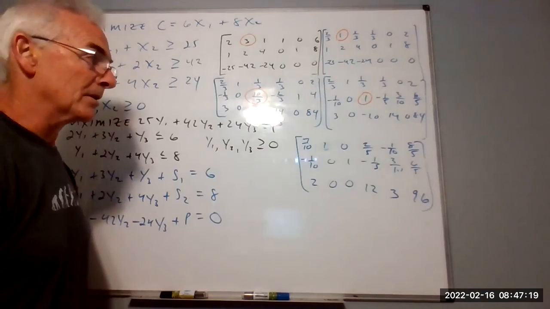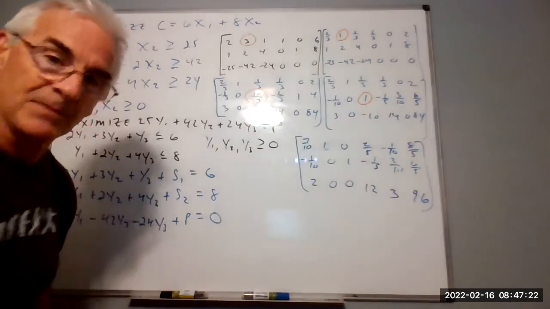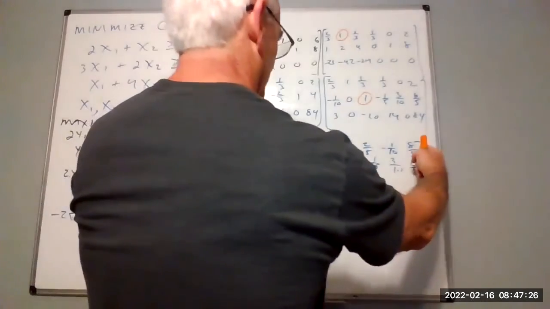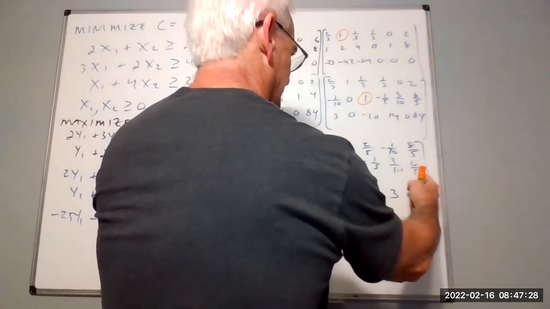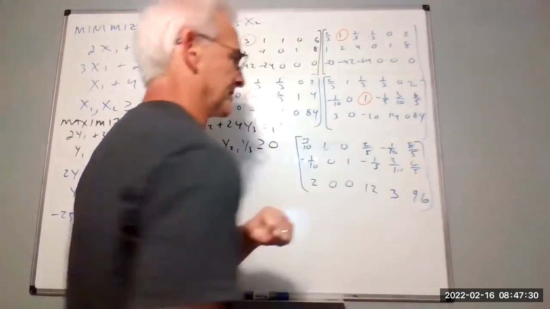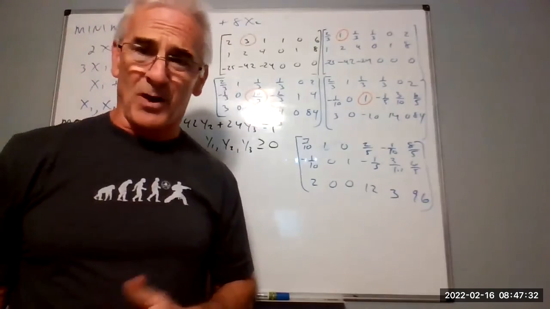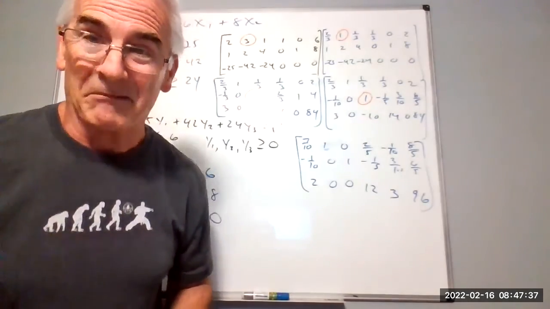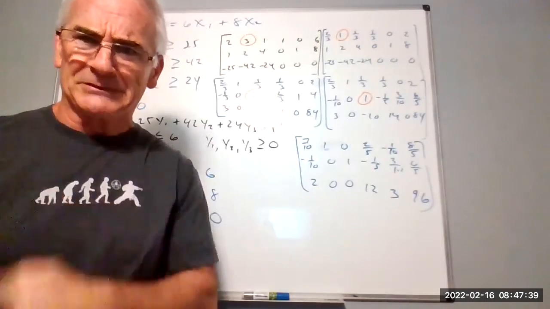Now, here's the weird part. I'm not going to read my answer the same way. You see, if I did, I've got y1 is 0, y2 is 8/5, y3 is 6/5, and my profit is 96. Problem is, I'm not trying to find y1, y2, and y3. I'm trying to find x1 and x2. Oh, how am I supposed to do that?